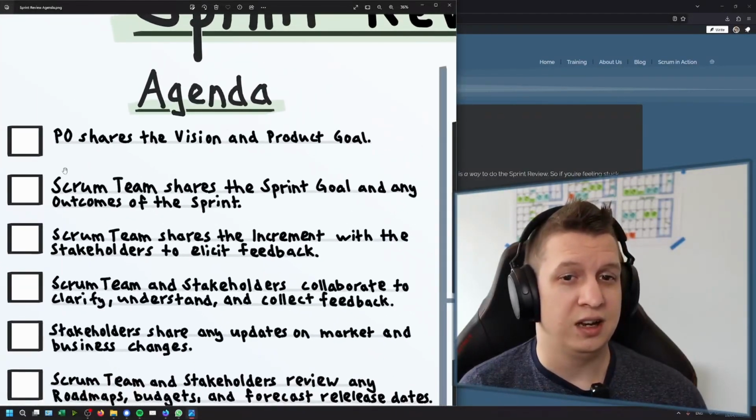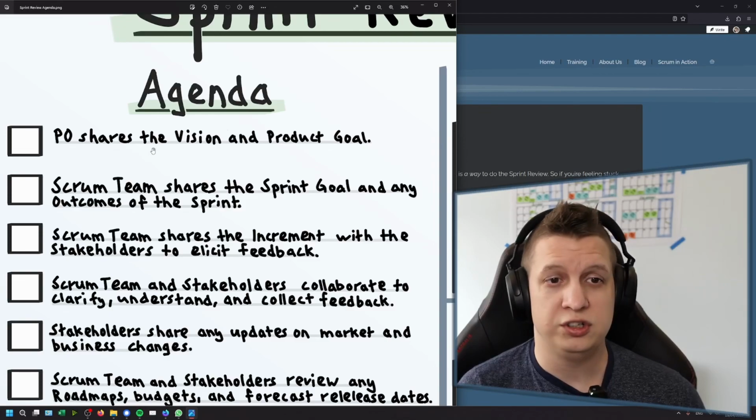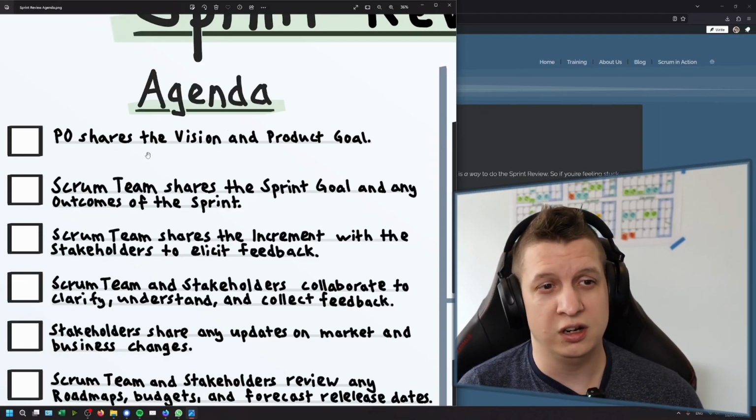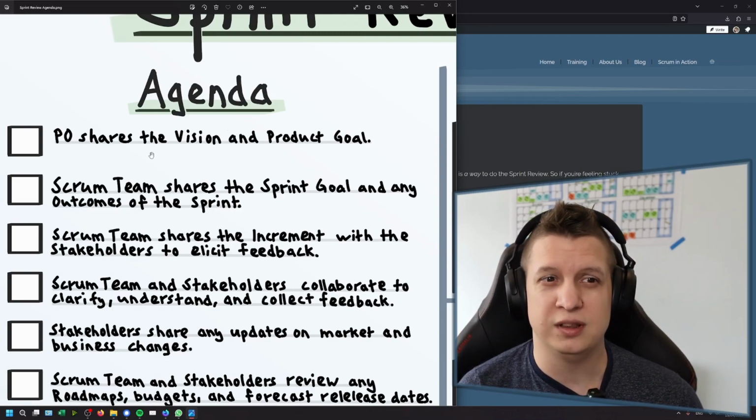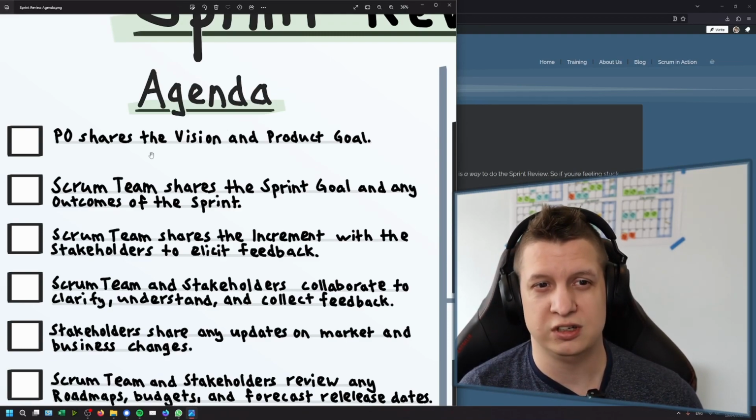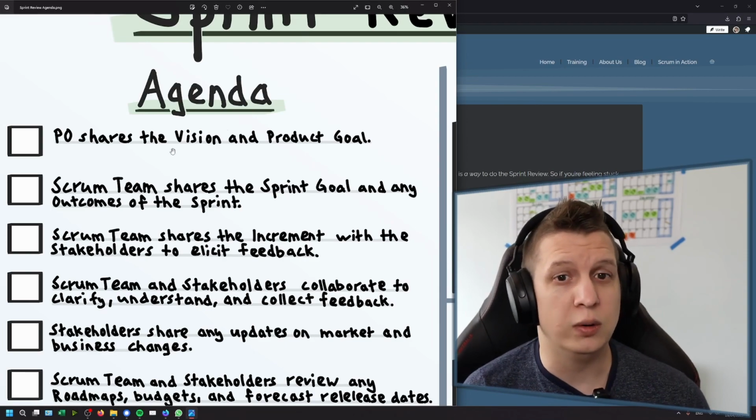The agenda then, at a high level, I would suggest the product owner shares the vision and product goal. You know you're doing it enough when your stakeholders and perhaps even the Scrum team starts rolling their eyes and sighing and tapping their feet a little bit as the product owner does this. But that's a good thing. That means they know it, right?